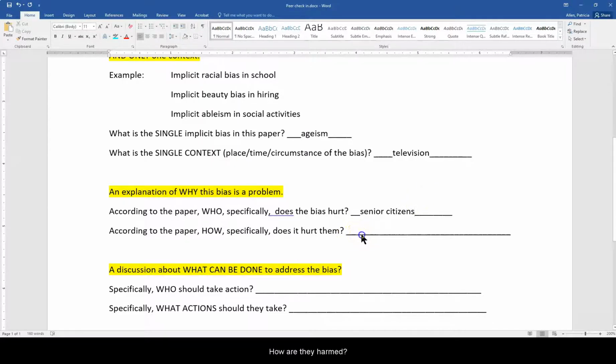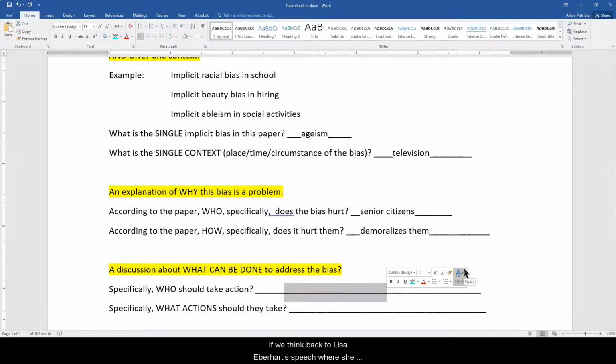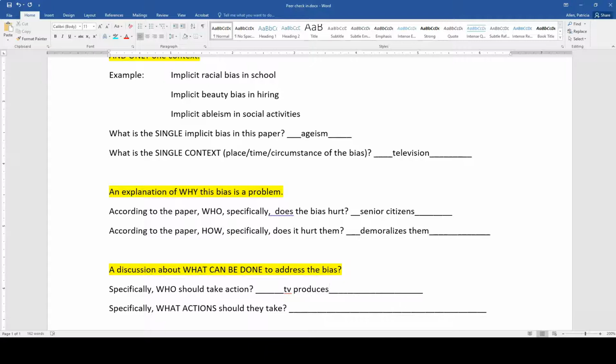They're harmed. How are they harmed? Well, they get demoralized. It contributes to their mental well-being. And then what can be done? Who could do something? If we think back to Lisa Eberhardt's speech where she talks about disrupting racial bias, she talks about what people can actually do to make changes. So an example that I'm using is TV producers could work on this problem. And what could they do? They could stop casting senior citizens as bumbling idiots. So they could stop casting seniors in stereotypical roles.